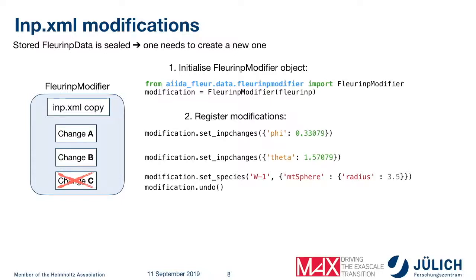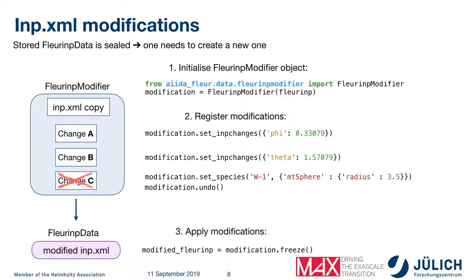modifier object which contains an imp.xml file to modify, and the list of changes that you want to apply on top of this imp.xml file. And if you want to fix this, if you want to produce an imp.xml file that contains all these changes, you just need to call a special method that generates a new FLEUR imp data object.